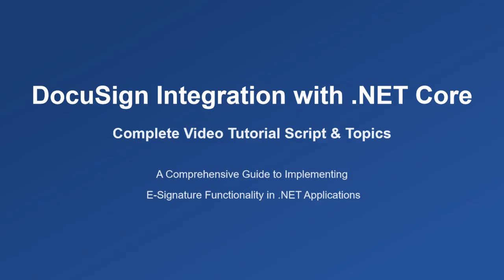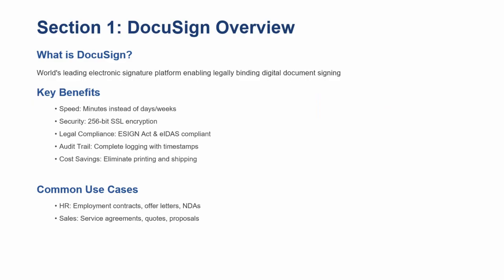From there, we will move into the developer account setup, authentication process, and configuration details. Finally, we will walk through real signing workflows, including both remote signing and embedded signing services. By the end of this tutorial, you will have a clear end-to-end understanding of how DocuSign integration works within a .NET application. So let's start.